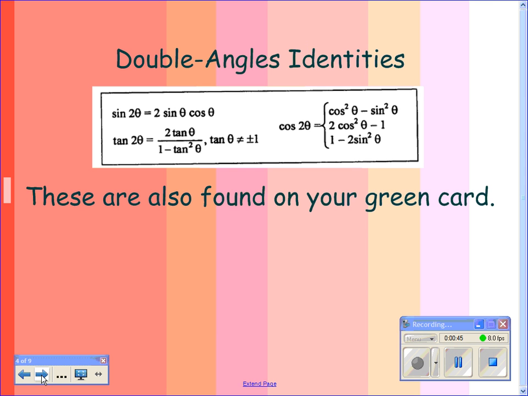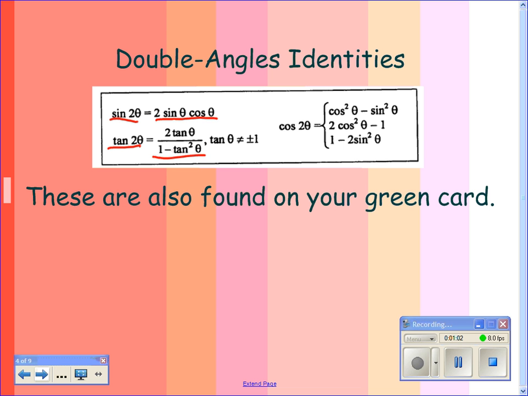Okay, so here's the formulas. So let's talk about the formulas a little bit at the top. We have sine 2 theta. If you look at the sine 2 theta, you need to know sine and cosine. Then we have tangent 2 theta. In order to evaluate tan 2 theta, we need to know the tangent of theta.